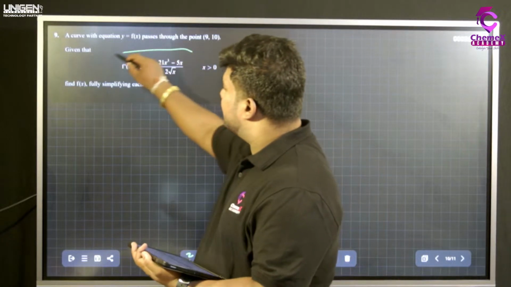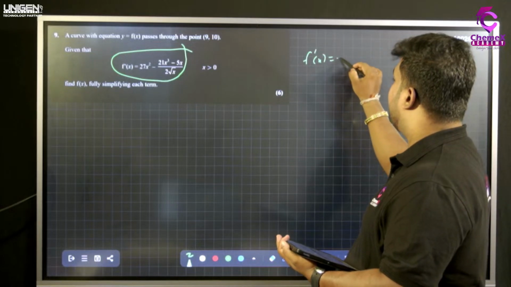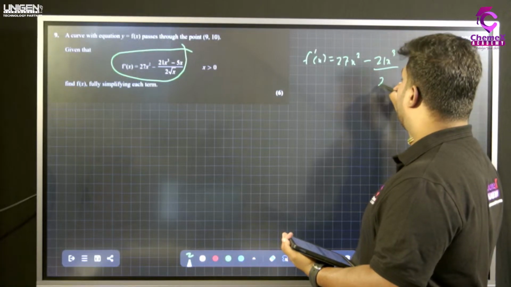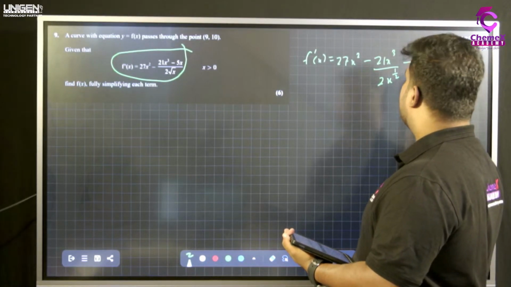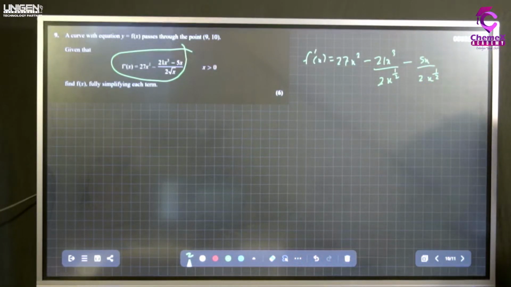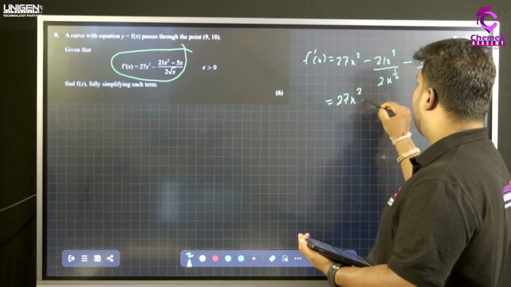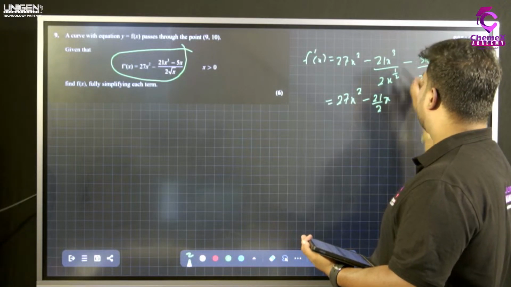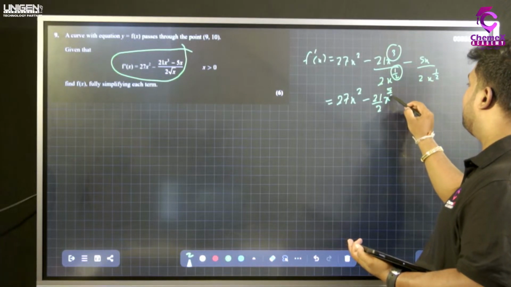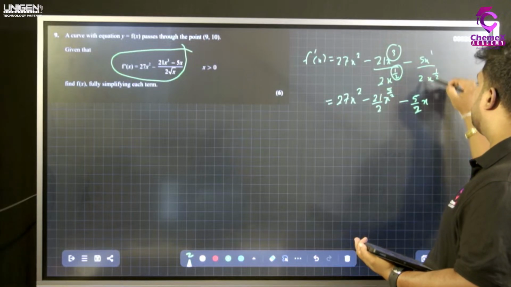As always, if f dash x is given, first linearize it. 27x squared minus 21x cubed over 2x to the half, minus 5x over 2x to the half. Why did I write half? Because root x is power half. So this is going to be 27x squared minus 21 over 2 x to the power, what's 3 minus half? 5 over 2, 2.5. Minus 5 over 2 x to the power, 1 minus half is half.